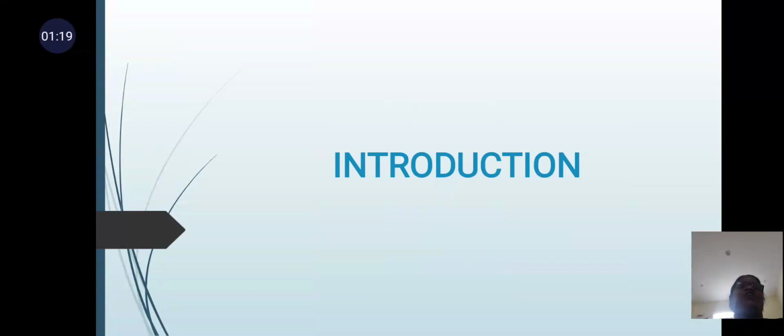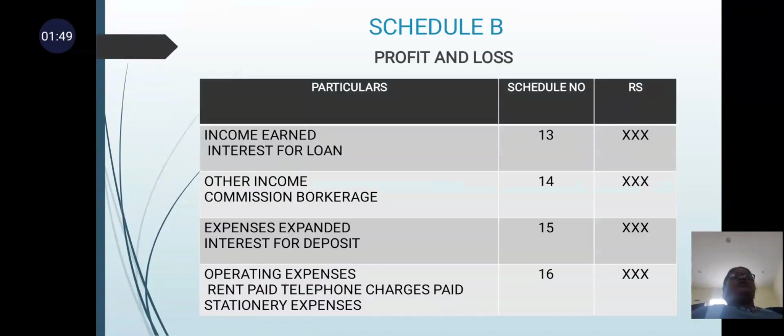To know the profit or loss, we need to prepare a profit and loss account. And to know the status of a banking business, we need to prepare a balance sheet. Here, the banking company is regulated by the Banking Regulation Act 1949, Section 5B. As per the Banking Regulation Act, the banking company accounts have a structure and possess certain schedules, that is Schedule B. Schedule B possesses the profit and loss account.